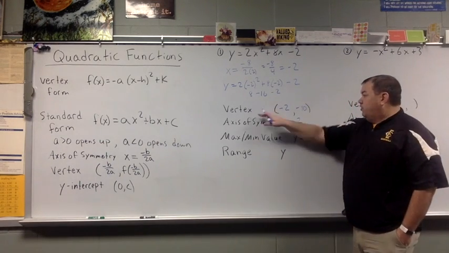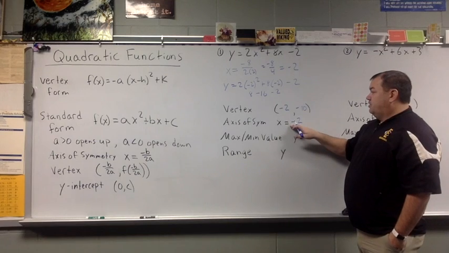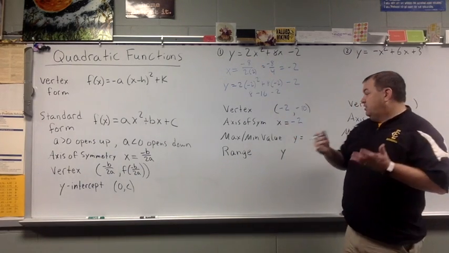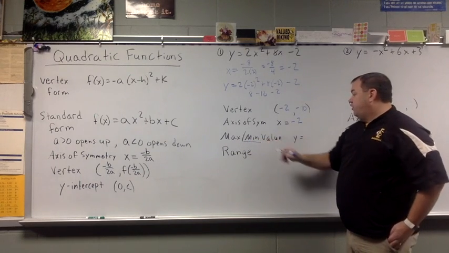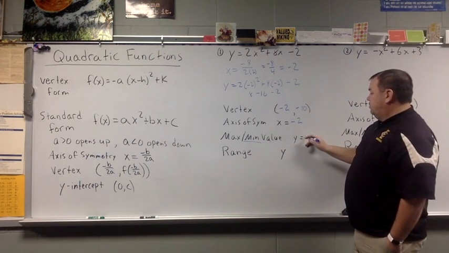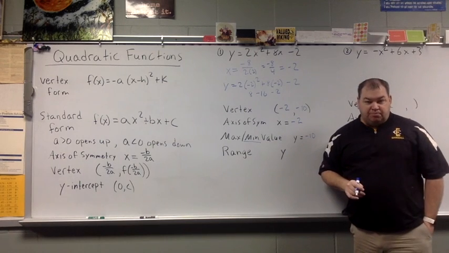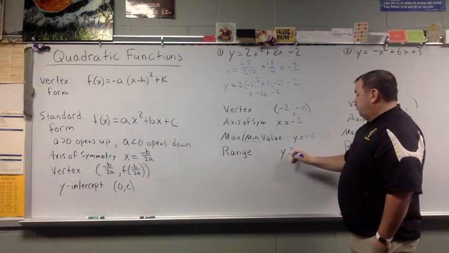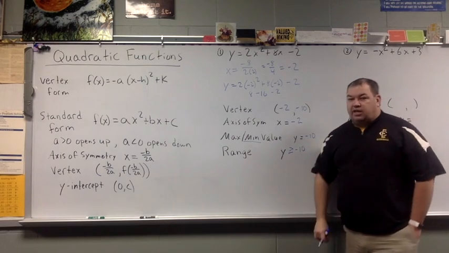Now that I have my vertex, I have my axis of symmetry, I know that this is positive, so it opens up. We have a minimum value, so y equals negative 10 is my minimum. And my range then would be all the y's greater than or equal to negative 10.